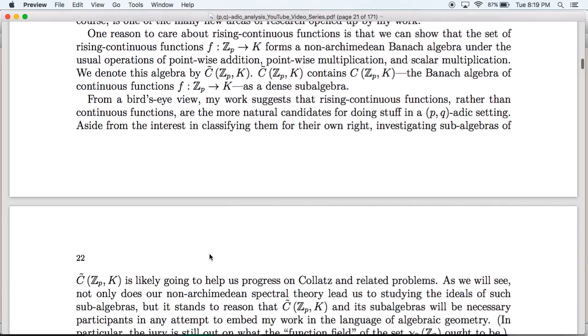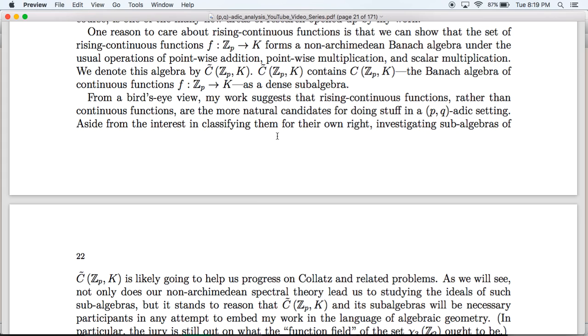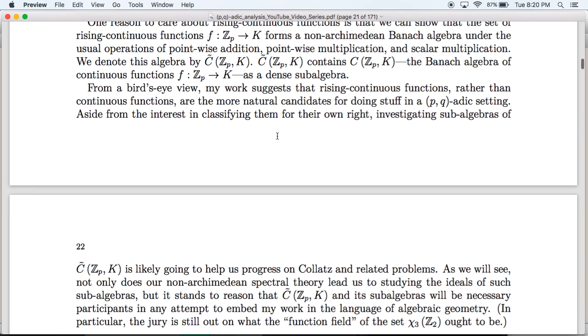So aside from classifying rising continuous functions in their own right, it also seems like investigating subalgebras and ideals of C twiddle is going to help make progress on Collatz and related problems. In particular, not only does our non-Archimedean spectral theory lead us to studying the ideals of such subalgebras, but it stands to reason that C twiddle and its subalgebras will be necessary participants in any attempt to embed my work in the language of algebraic geometry.